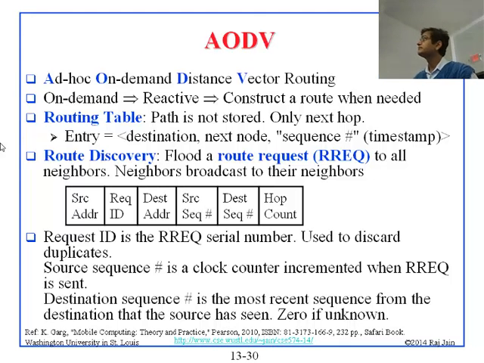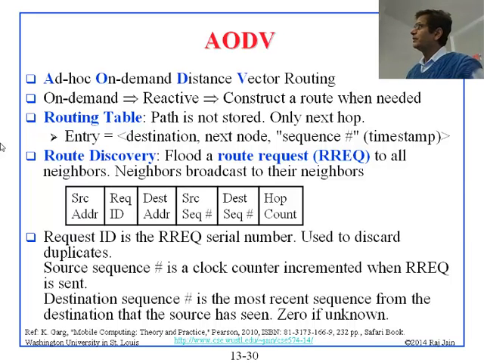AODV. So now we are back to this thing. Basically we have a timestamp and the source and destination address, and there's a request ID, which is somewhat similar to the timestamp, but it is a different number. Now the request ID is this RREQ sequential number. So this is my request number 1, 2, 3, 4, 5, like that.